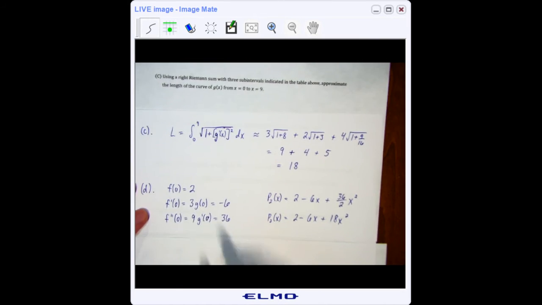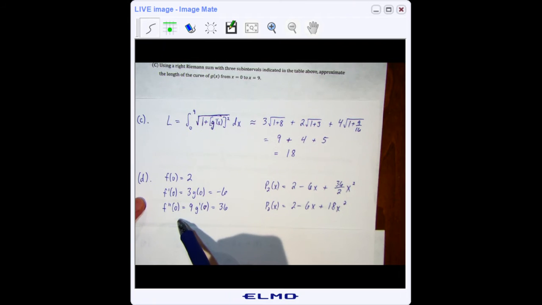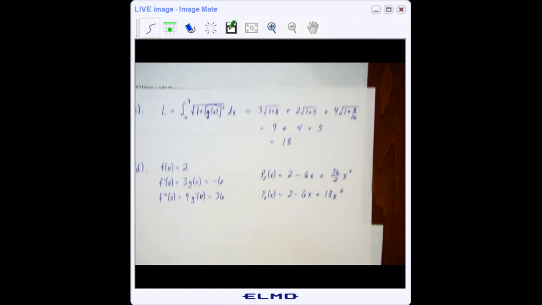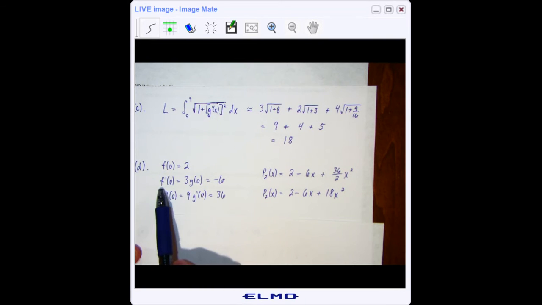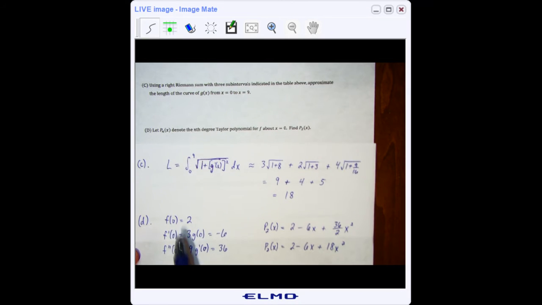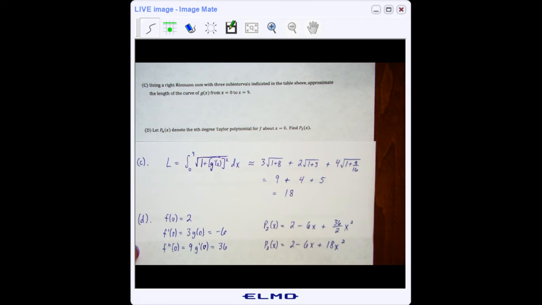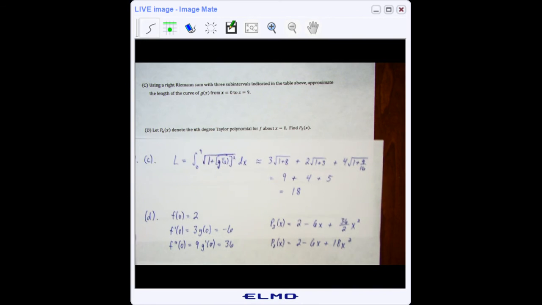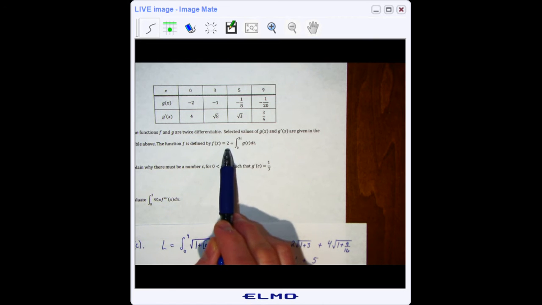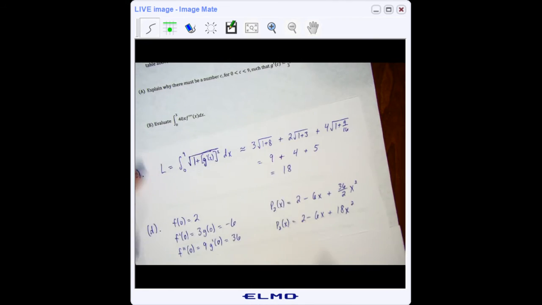So we need f of 0, f prime of 0, and f double prime of 0, which once again, just plug in what we know. f prime of 0 is 3 times g of 0, f double prime of 0 is 9 times g prime of 0, and f of 0 is 2. That was given. Or it wasn't given, I'm sorry, but you do the integral from 0 to 0 is 0, so that's just going to be 2 plus 0, which is 2. So that's where I got that from.